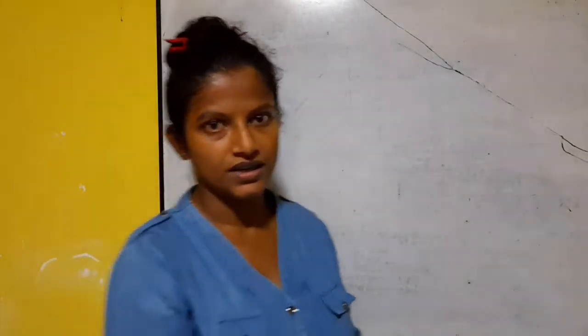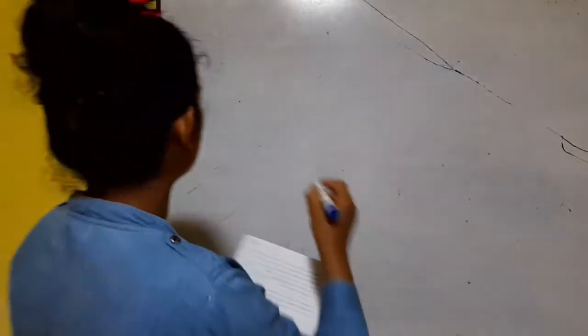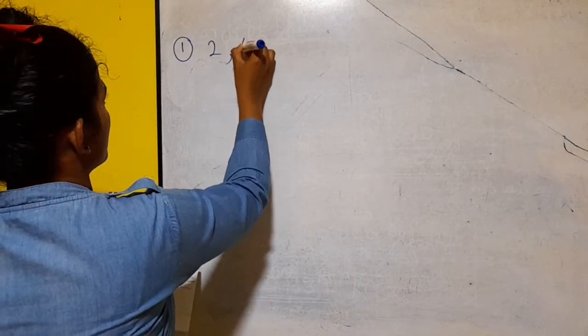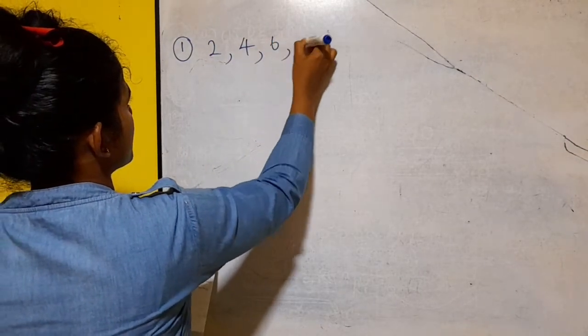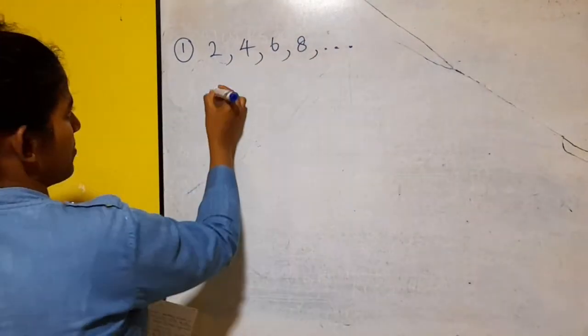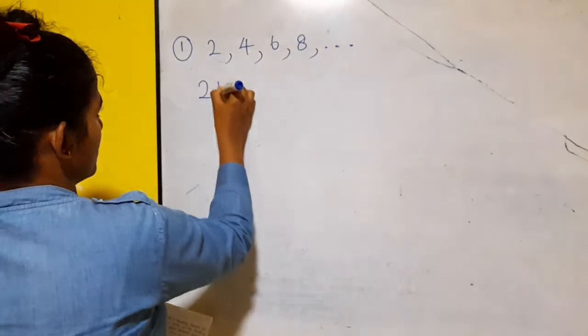Part 1, first question. Find the 125th term of the number pattern 2, 4, 6, 8. So we have to find the common term of this number pattern. That means the general term first. 2, 4, 6, 8. The general term of this number pattern is 2n.